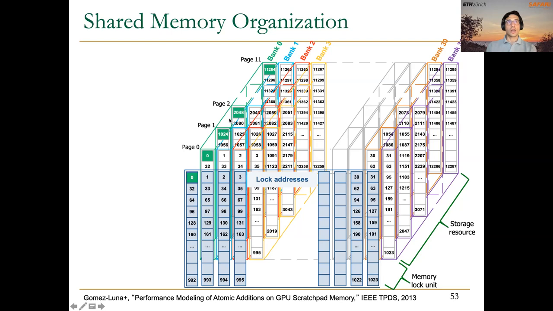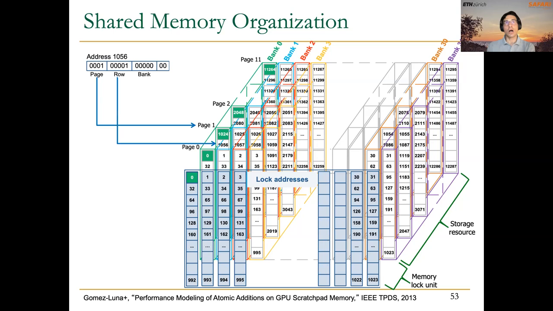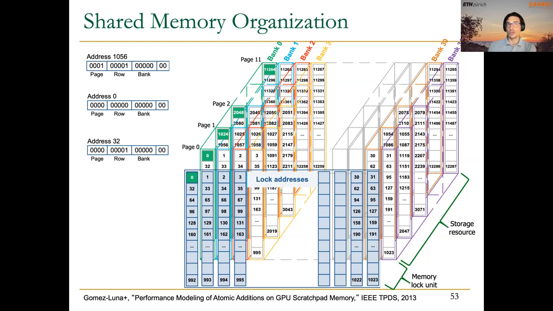If we take a closer look at the addresses themselves, we can see that part of the bits of the address are going to be used to identify the bank, to address the row in the bank, or to address what we call a page. A page is essentially 1024 consecutive shared memory locations. So, for example, address 1056 is in page one, row one, and bank zero, as you see. And if we check, address zero is in page zero, row zero, and bank zero, and address 32 is in page zero, row one, and bank zero. Observe that all these three are in the same bank.